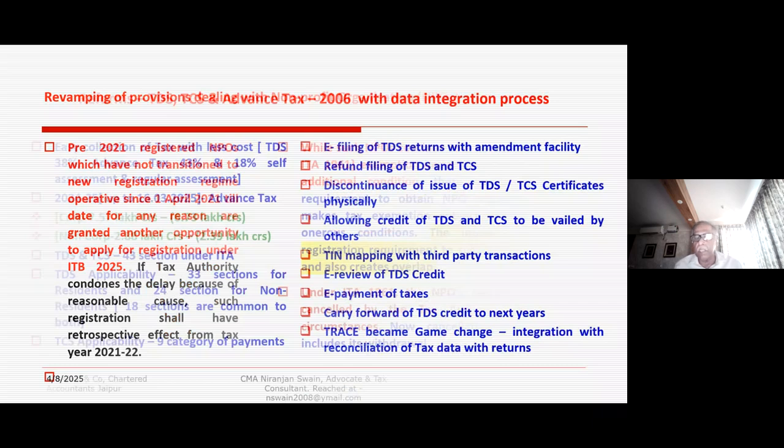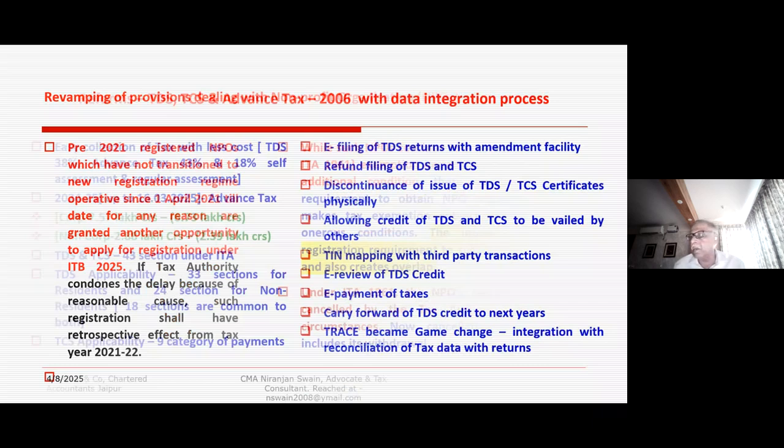And TCS has 9 categories of payments covered. In e-filing of returns, an amendment facility was introduced, along with refund filing of TDS and TCS, and discontinuance of issue of TDS certificates. That is very important: physical certificate issue is not required. TDS credit and TCS credit can be availed by others. I have a credit, I can also transfer that credit to somebody. That facility was also introduced. Mapping with third-party transactions was streamlined. E-review of TDS credit, e-payment of taxes, carry forward of TDS credit to the next year, that provision is there. Generally, I am maintaining my books of account on the cash system, and I have a tax deduction. Let's say I raise the bill.